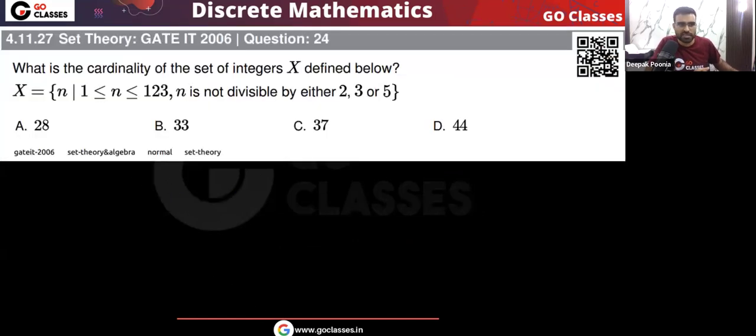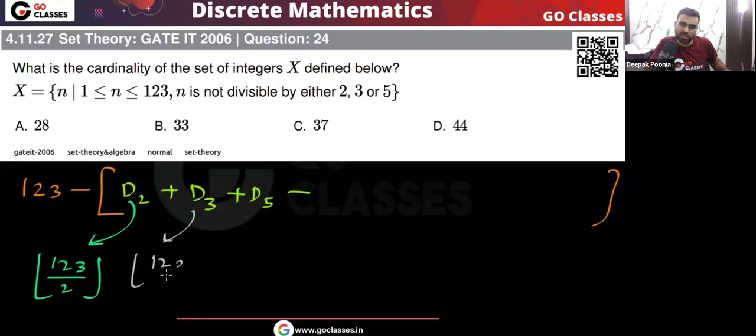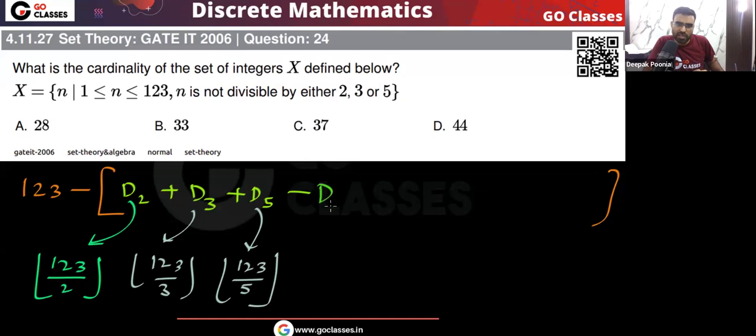So here the final answer will be equal to total. Total is 123 minus, what do we need? We need divisible by 2 or divisible by 3 or divisible by 5. How many are divisible by 2? That will be 123 divided by 2 floor. How many are divisible by 3? That will be 123 divided by 3 floor. How many are divisible by 5? That will be 123 divided by 5 floor. Minus how many are divisible by 2 comma 3? Here you have to take the LCM. What is the LCM of 2 comma 3? That is 6. So that will be 123 divided by 6 floor.